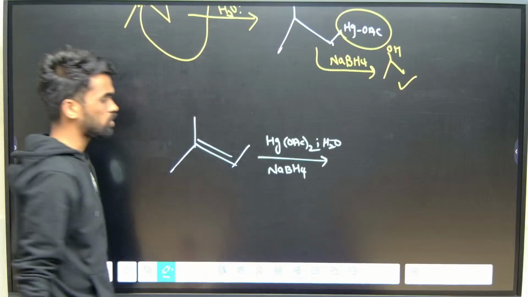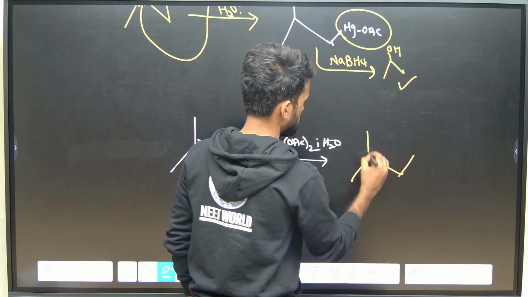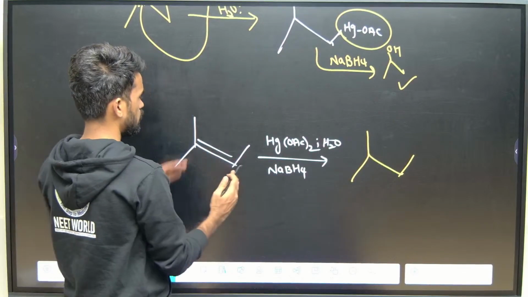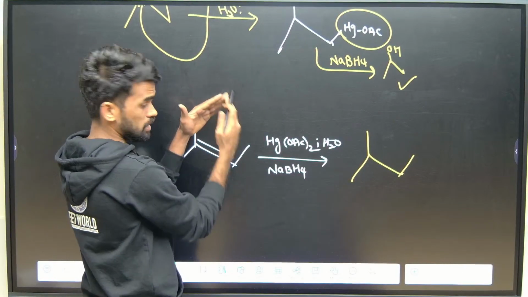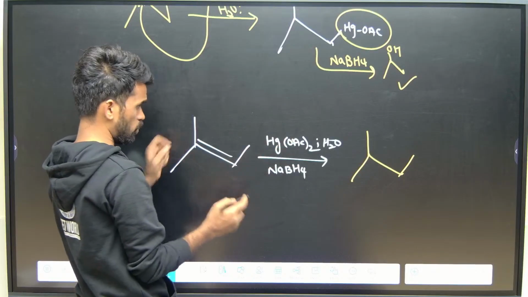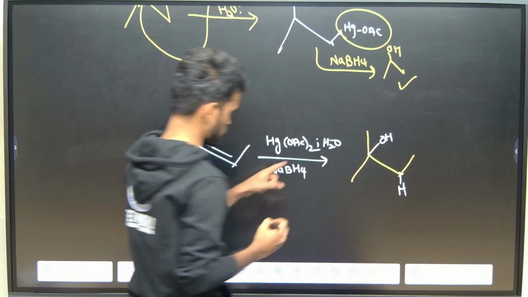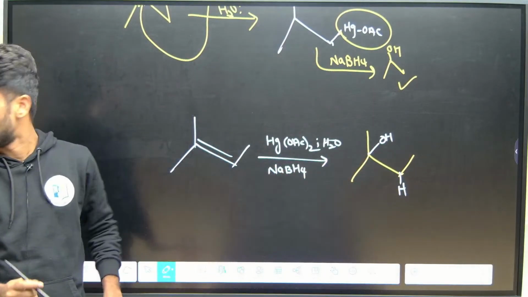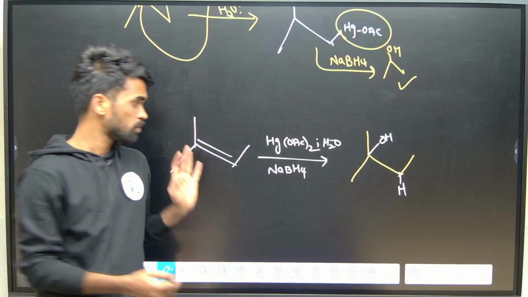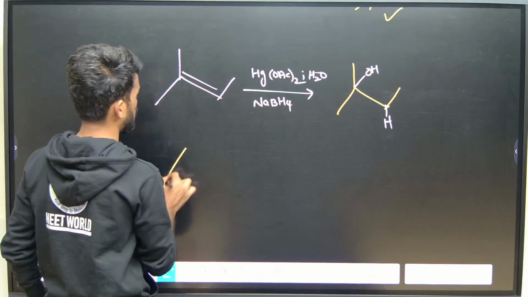So what is the product formed? Write this as it is, and here it will form a 3-member cyclic ring with mercury, and after that H2O attacks here, and hydrogen here comes from the NaBH4. This is the product formed. So there is no rearrangement, nothing.